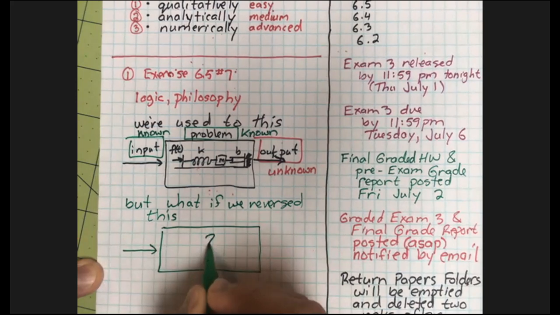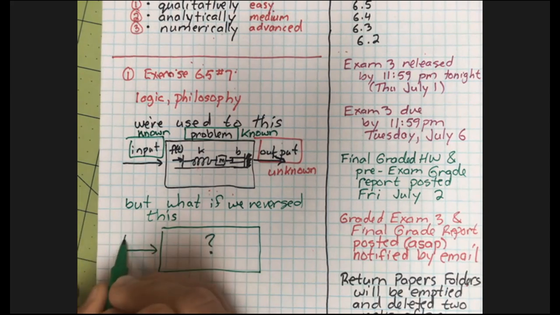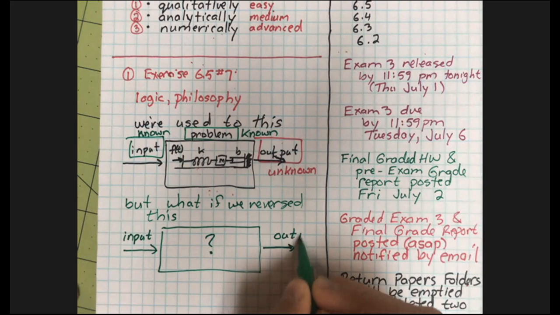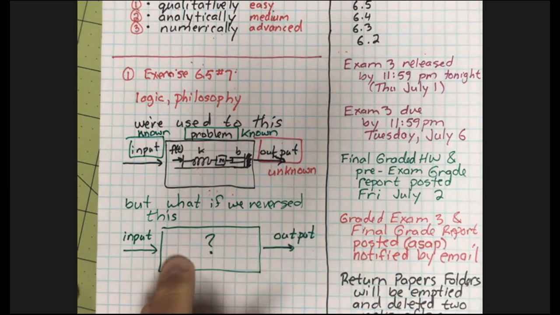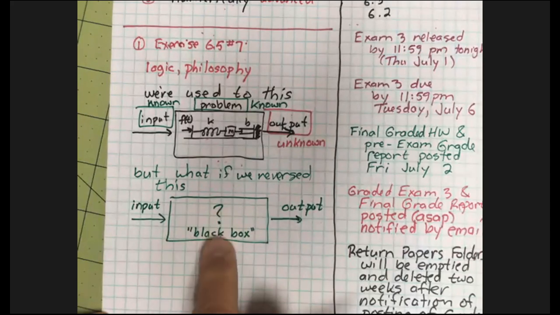Where I do not tell you what's inside the box. I might describe the input to you. I might describe the output to you. But I don't tell you the exact parameters of what's inside the box. You know, people like to poetically call this a black box. You don't know what's inside it.